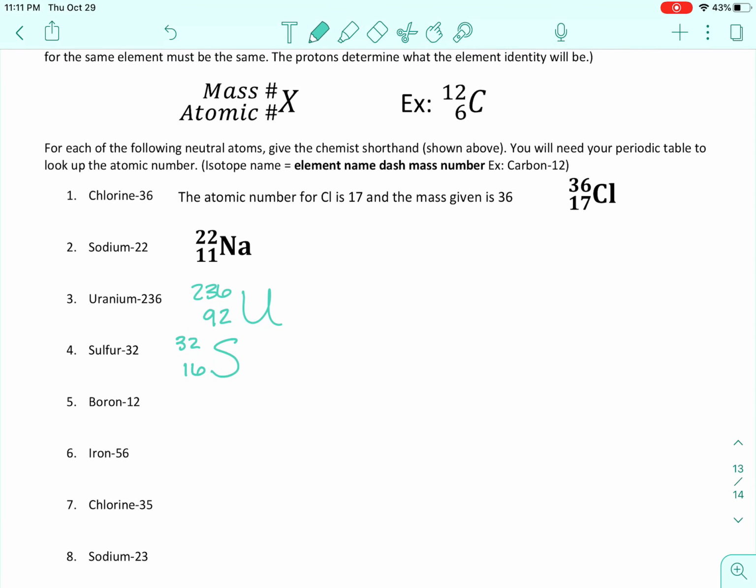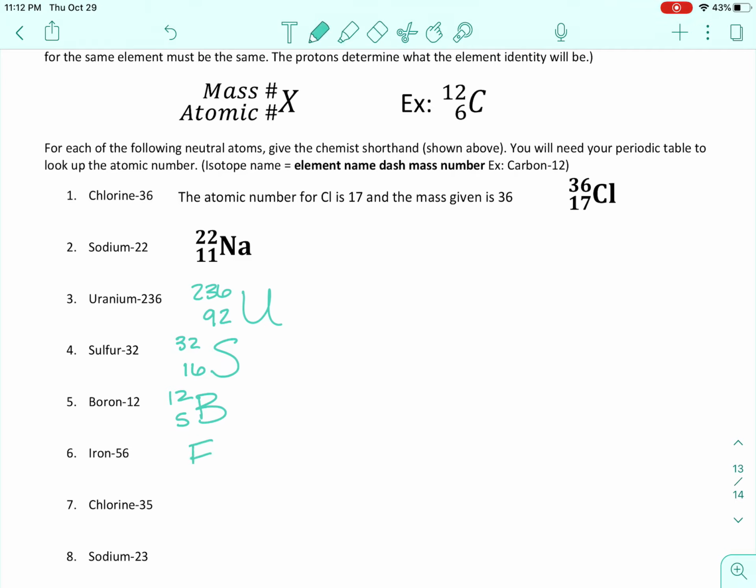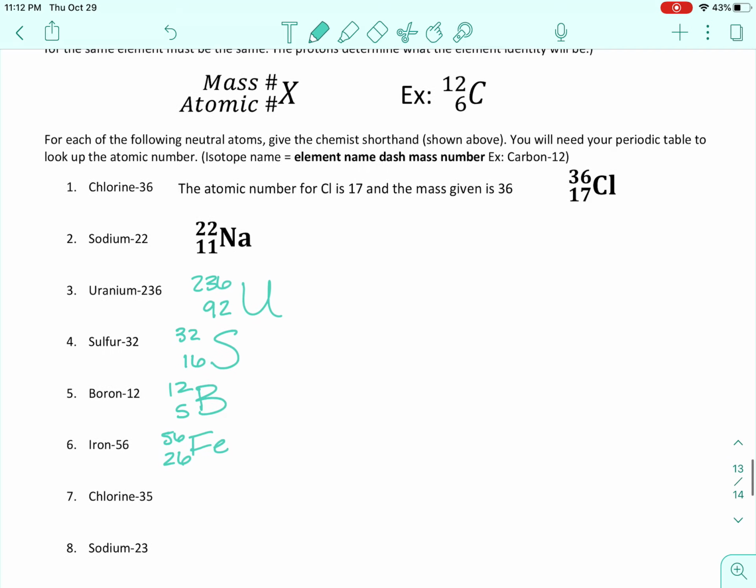I know a lot of these by heart already, so I'm going to skip the looking it up on the periodic table for now. But again, this bottom number is just finding it on the periodic table. Boron 12, so the symbol is B. It's going to be 12. That's the given. And then looking it up on the periodic table, you should find the atomic number is 5. Iron 56. So iron is Fe. 56 is given as the mass. And when we look it up on the periodic table, the atomic number is 26.